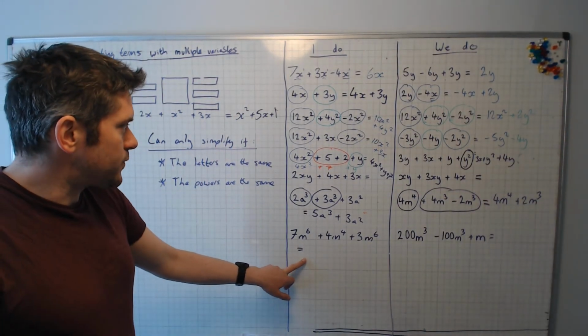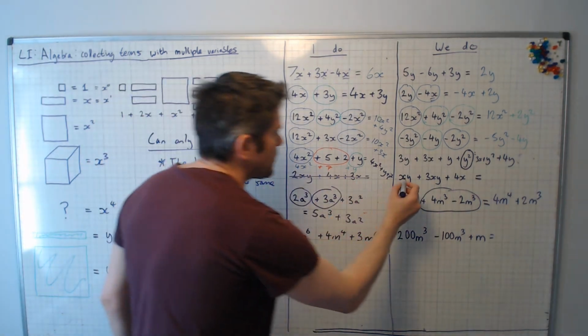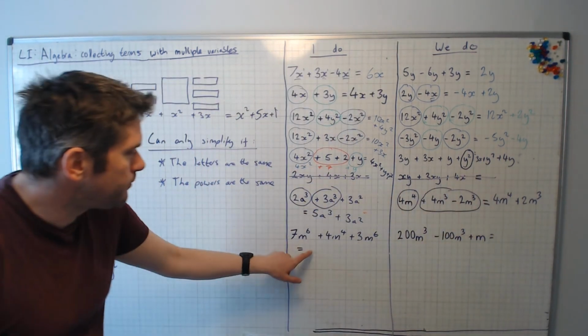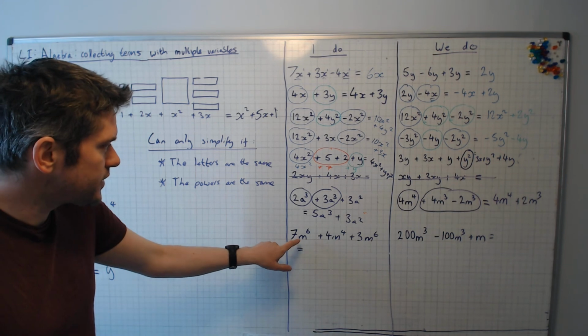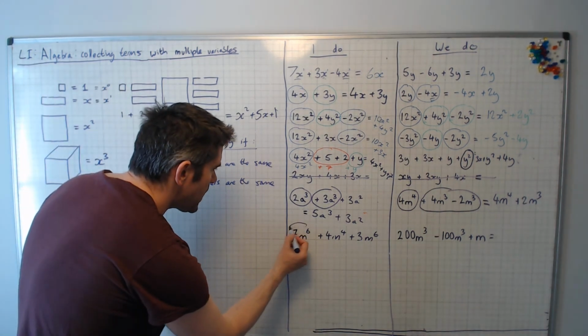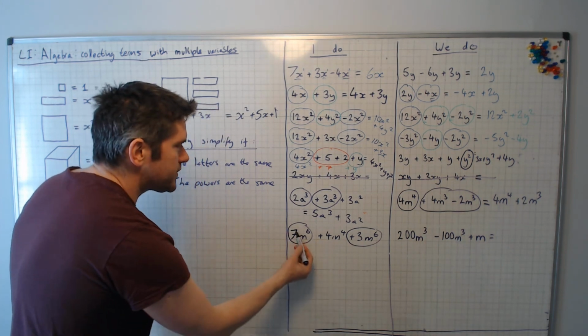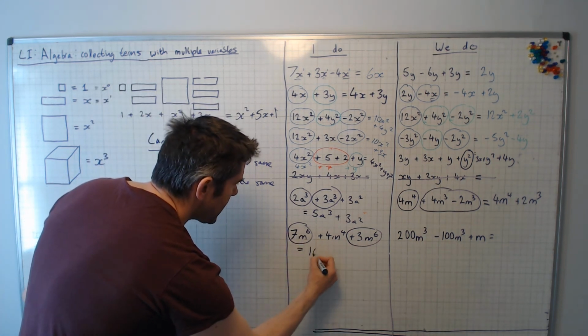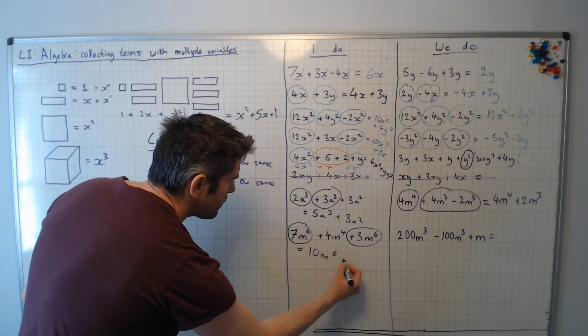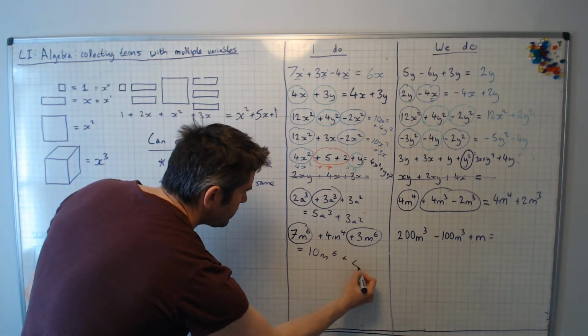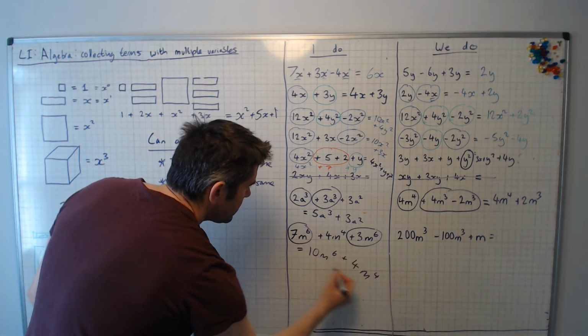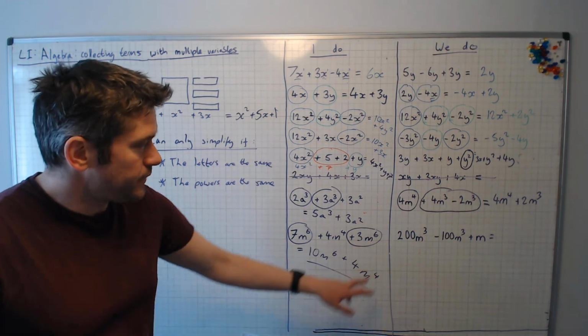And let's have a go at the last one. We'll just ignore this question here. We didn't really have enough room for that one. So this time let's again start with the highest power, the highest index number. We've got 7 plus 3 of them, so we've got 10m to the power of 6 plus 4m to the power of 4. Have a go at the other one.